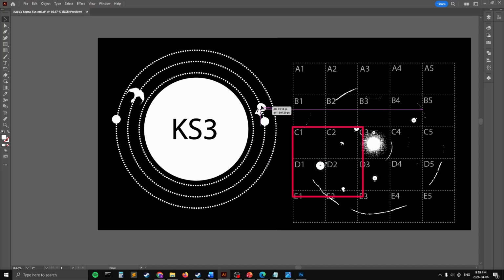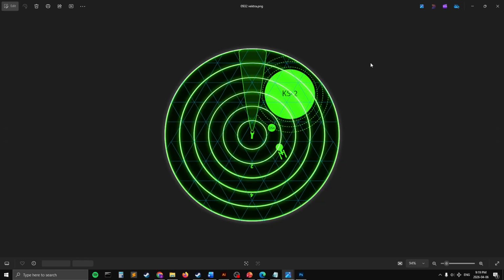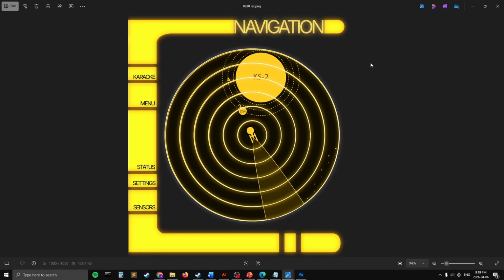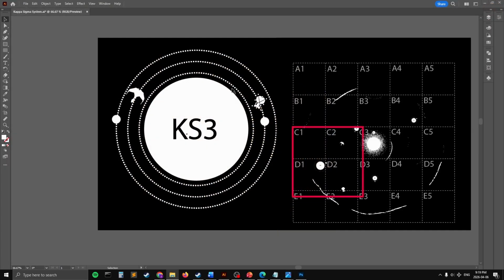And since most engagements in my experience, if we look at some of these screenshots, the majority of the engagements are going to take place within the immediate vicinity of a planet, since all the objectives are going to be in the immediate vicinity of a planet.